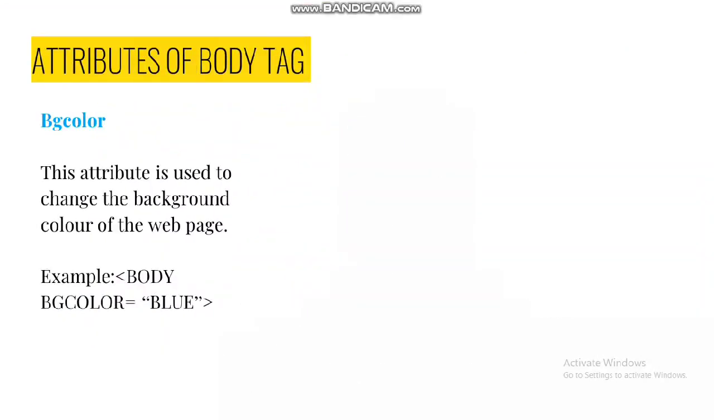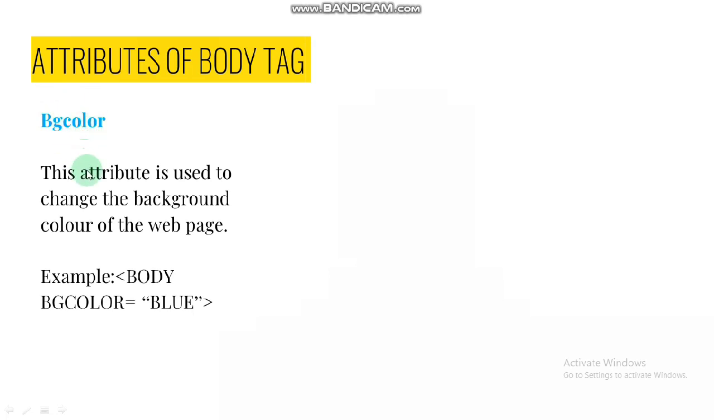Now next is attributes of body tag. Children, understand, attributes are not the tags, they are used with the tags. So first is your BG color. As you can see, the spelling here is very important, children, because most of the time we tend to make a mistake, like we write the spelling as COLOUR, but when we are talking about HTML, the correct spelling will be BG COLOR. Please make sure that you always write this spelling when you want to use this attribute.